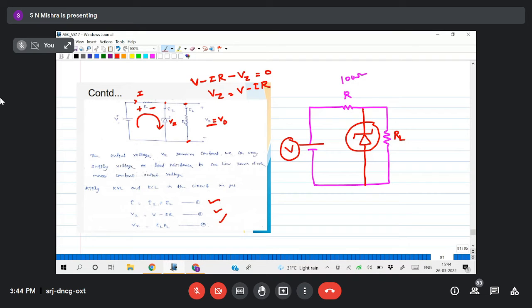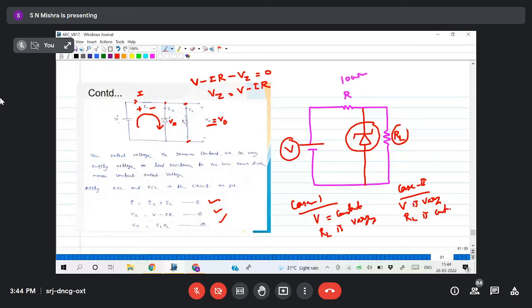So we'll take 2 conditions here. Case 1, V constant. That means I will not change source voltage. I'll change RL. RL is varying. Case 2, opposite. That means V is varying and RL is constant. Understood? Because these are the 2 parameters affecting my output voltage.